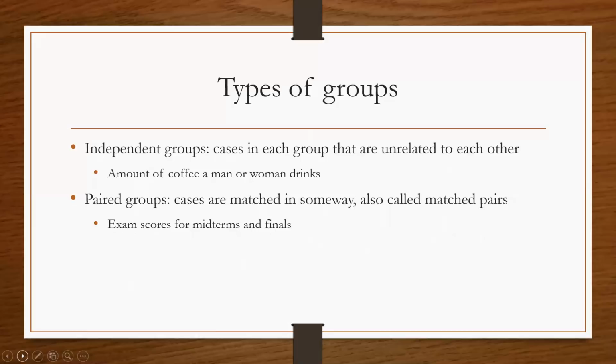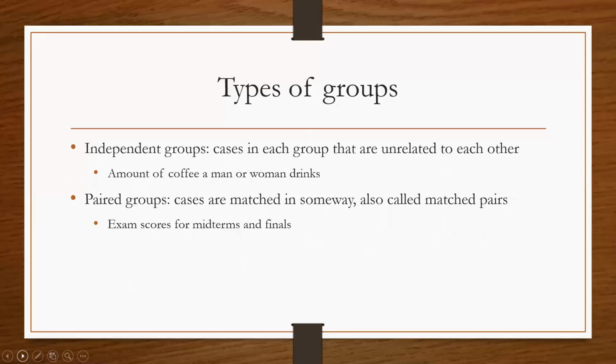All right, so you've got types of groups. You've got the independent groups, where the stuff is completely unrelated. So you're studying the amount of coffee that someone drinks and what gender they are. It's not really related in any way, shape, or form. You're not studying the relationship between that. You're just trying to see how much coffee people drink.